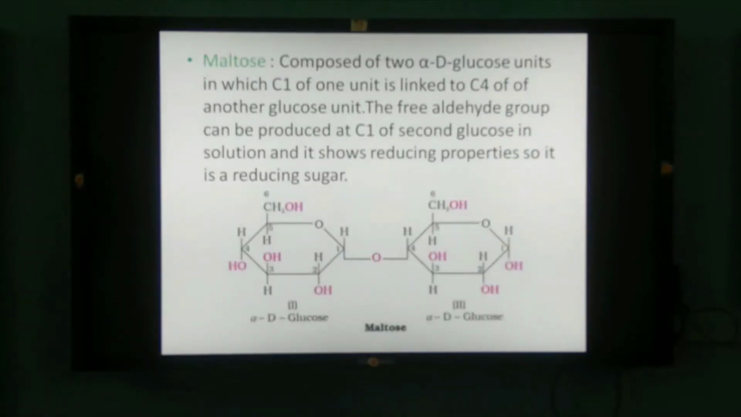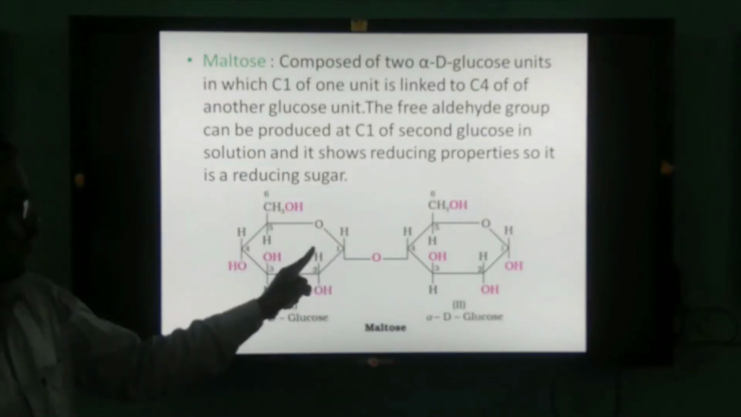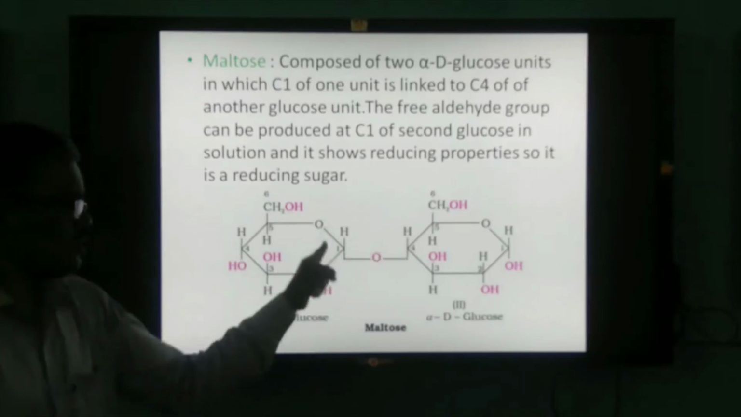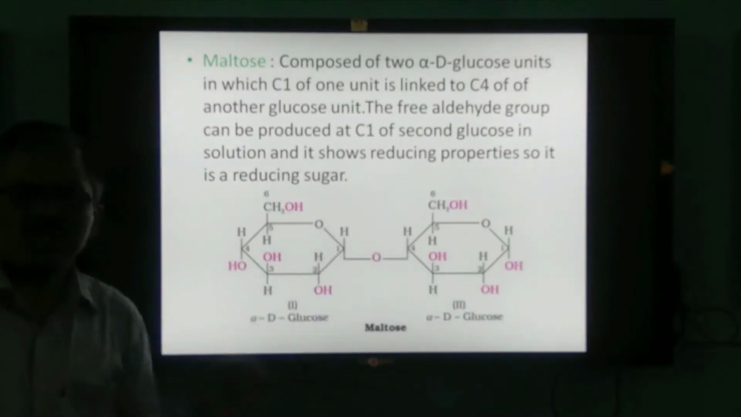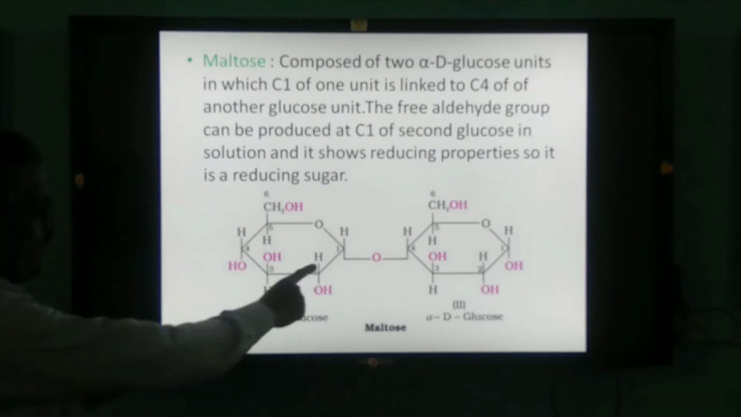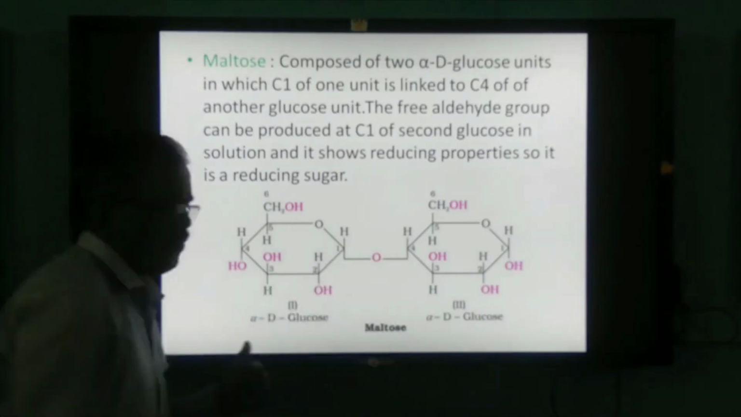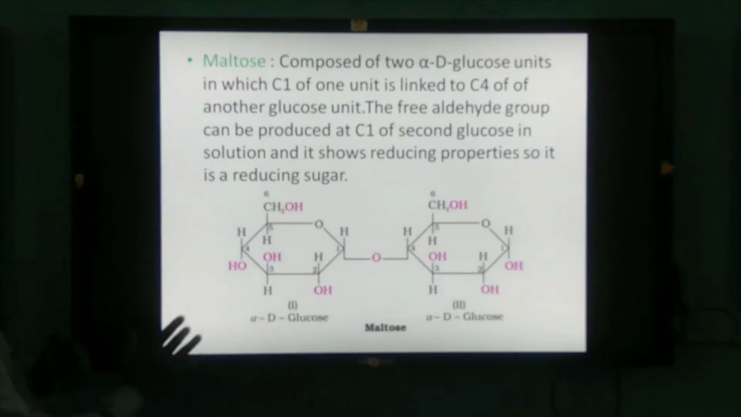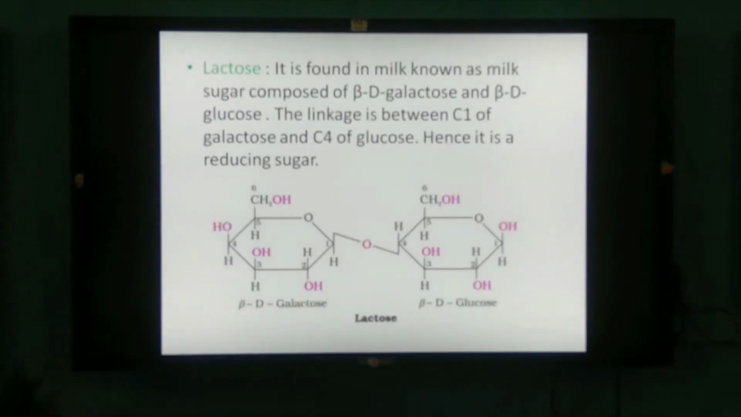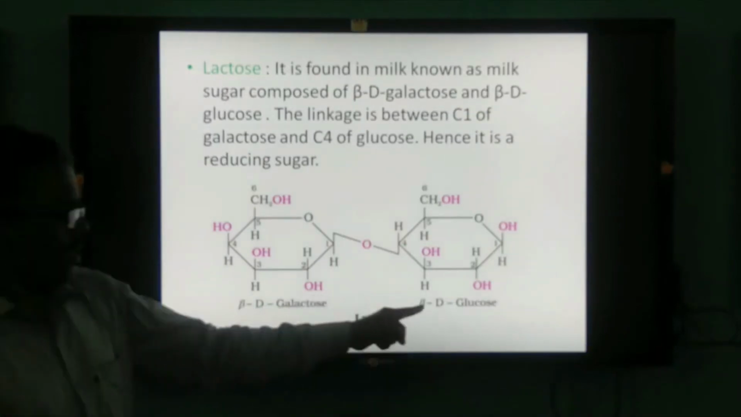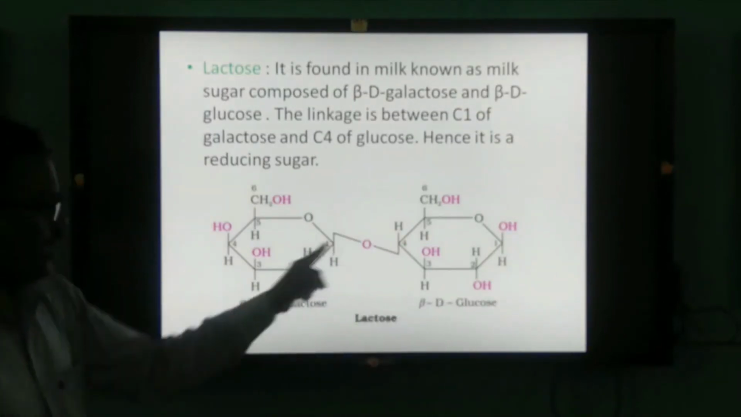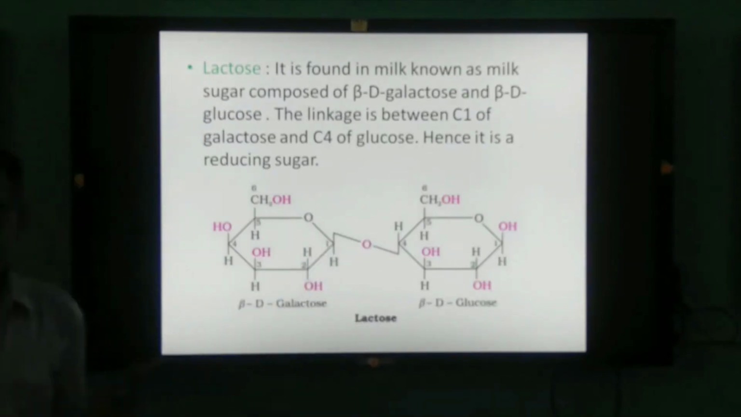Next, another disaccharide is called maltose, which is made of two glucose units with the glycosidic linkage between C1 of one unit and C4 of another unit. This linkage through oxygen is known as a glycosidic linkage. This is also a disaccharide. Now lactose is also a disaccharide: D-galactose, beta, and beta-D-glucose. Again, a glycosidic linkage between C1 and C4.